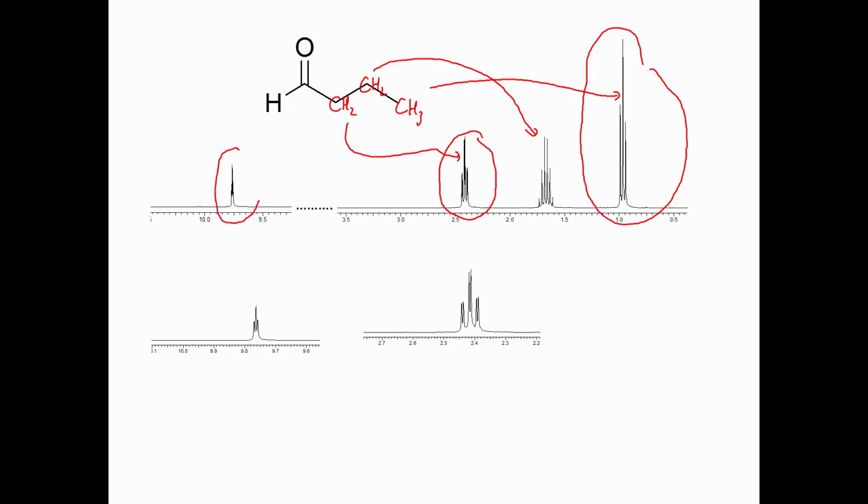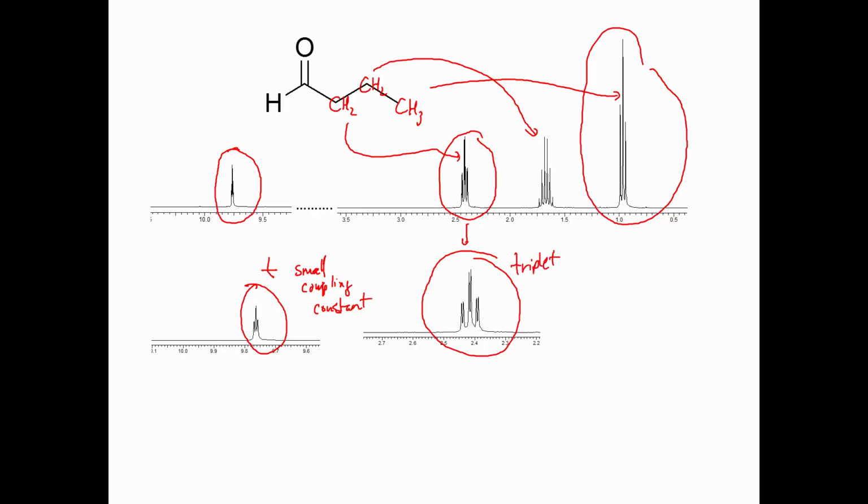The aldehyde peak here at 9.75 looks like a singlet at this magnification level, but let's blow it up. If you blow it up, you can see that this is actually a triplet with a small coupling constant. And this triplet I was talking about before really isn't a triplet. It's called a triplet of doublets.